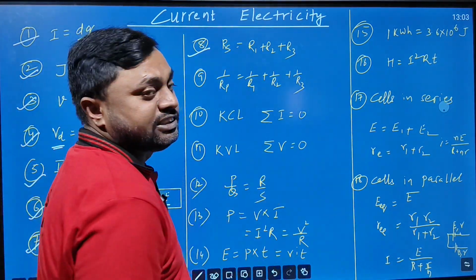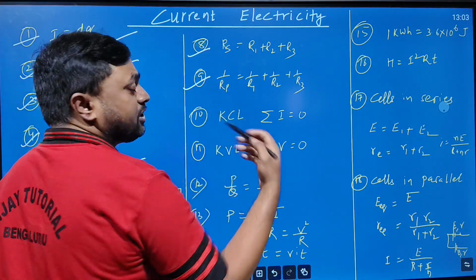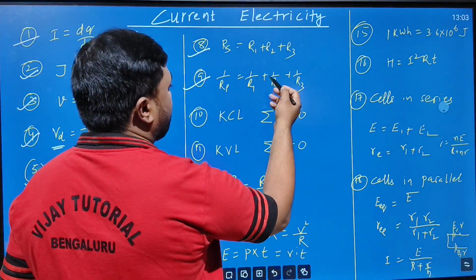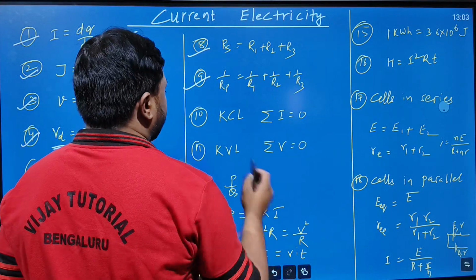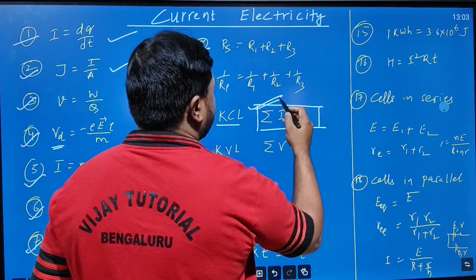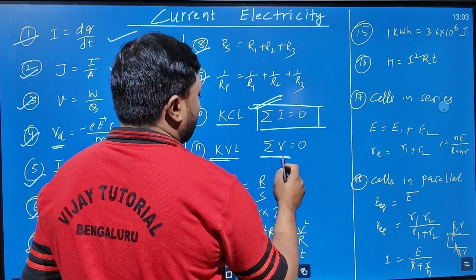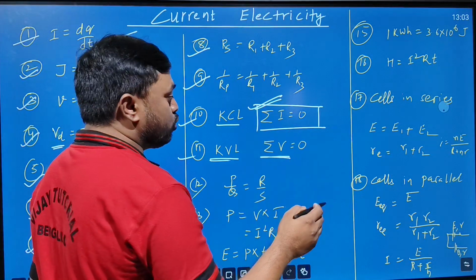Next, resistors in series, Rs is equal to R1 plus R2 plus R3. Resistors in parallel, 1 by Rp is equal to 1 by R1 plus 1 by R2 plus 1 by R3. Kirchhoff's current law: summation of all the current at the junction is 0. Summation of I is equal to 0. KVL formula: summation of all the potential and EMF in a closed loop is 0.